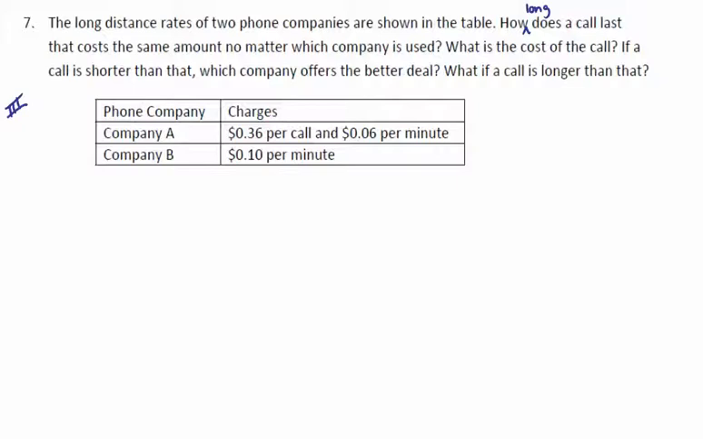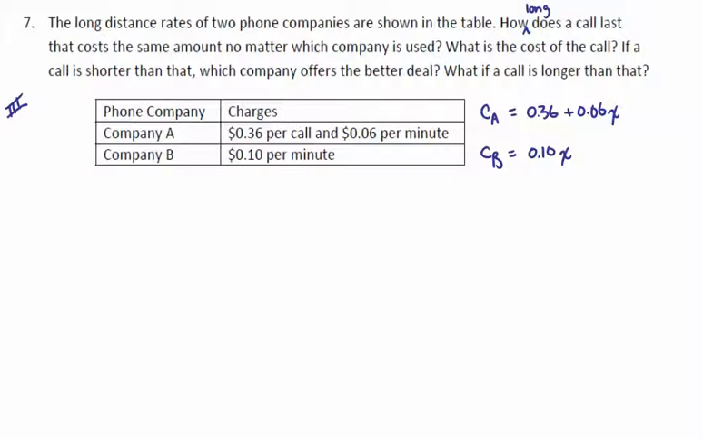Right, so the first thing we want to find out is company A has its way of charging you, and they're going to charge you 36 cents per call, which is once per call, and then 6 cents for every minute. Company B doesn't charge an initial amount, a connection charge, however you want to label that. They simply charge 10 cents for every minute.